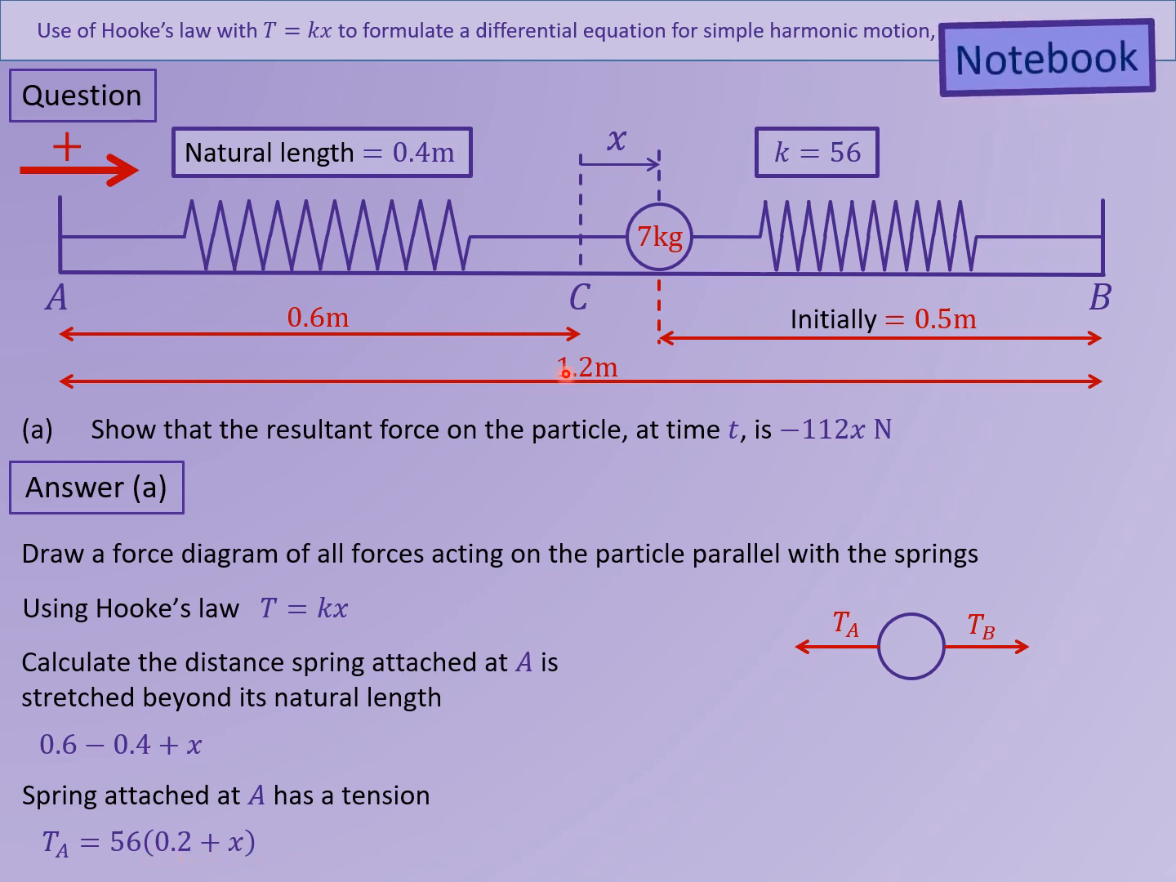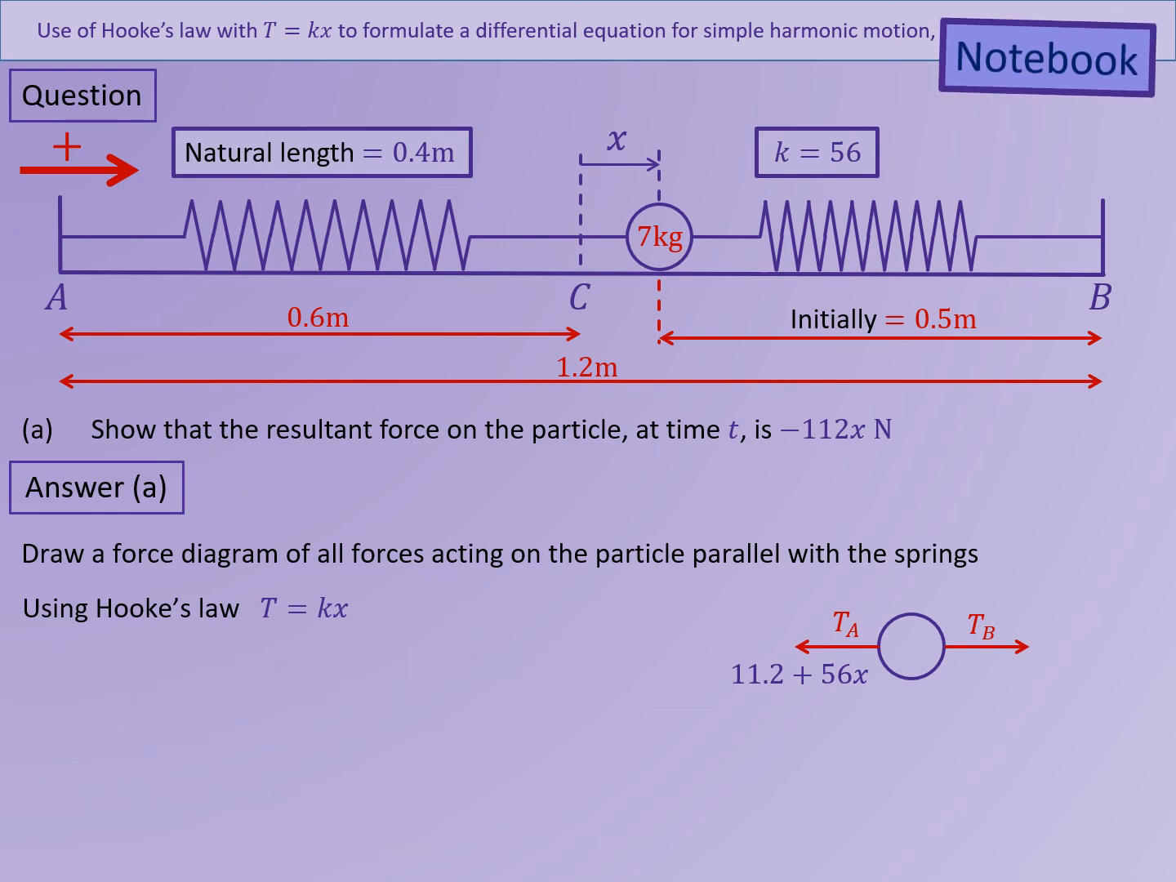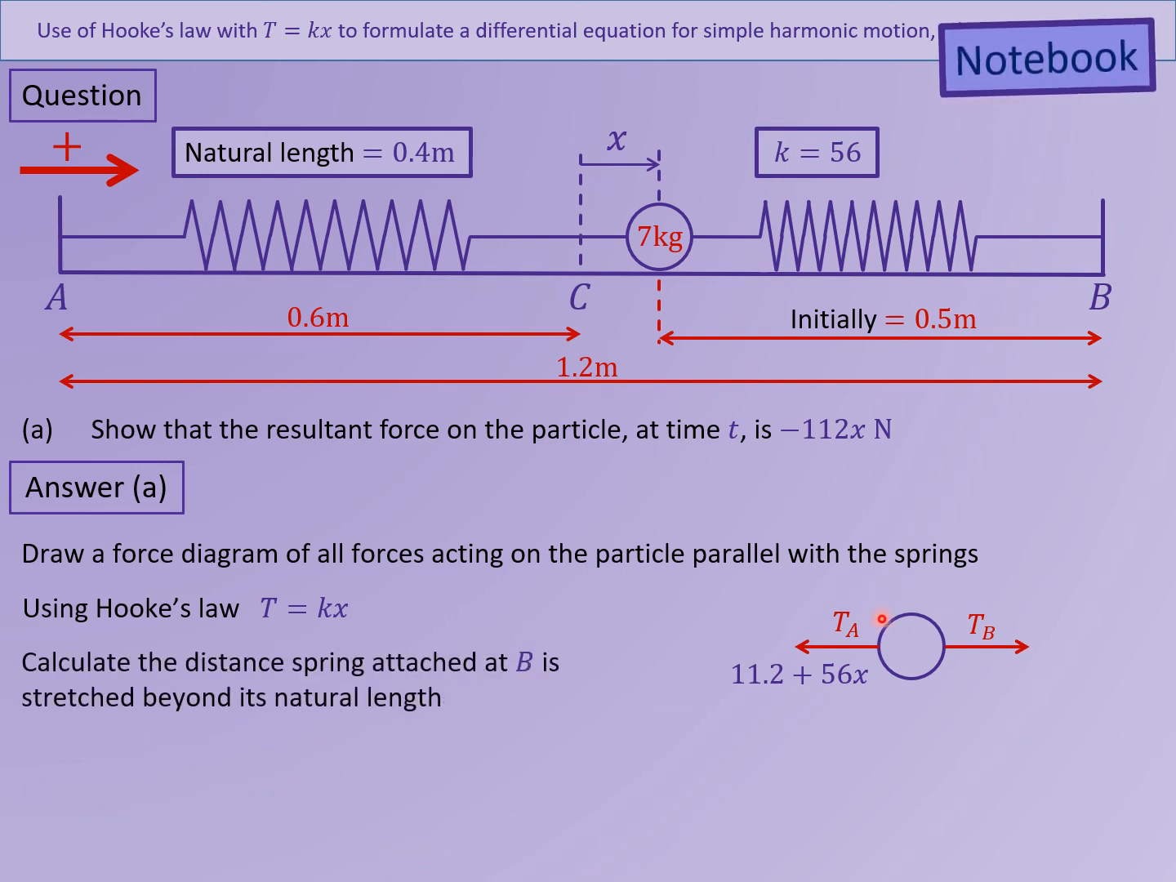Now a minute ago I said it was 0.1, but that's only the initial. So we're looking at a general extension, and it's the x value. So that's the tension that A would have at any given point. What about B? So we've got the tension for A. Now let's have a go at doing the tension for B.